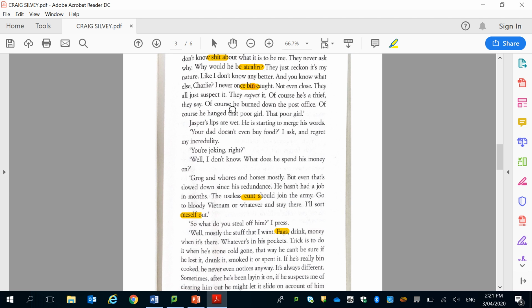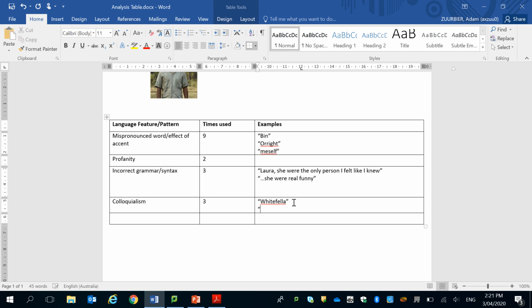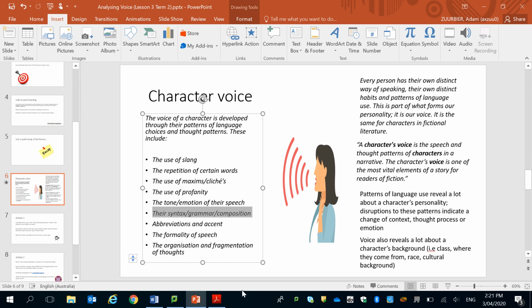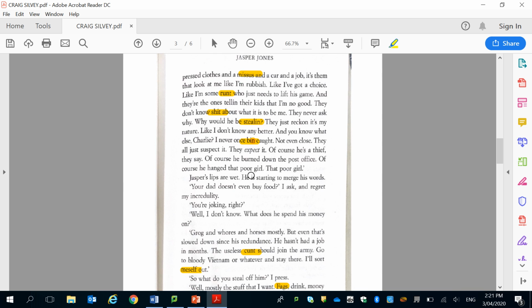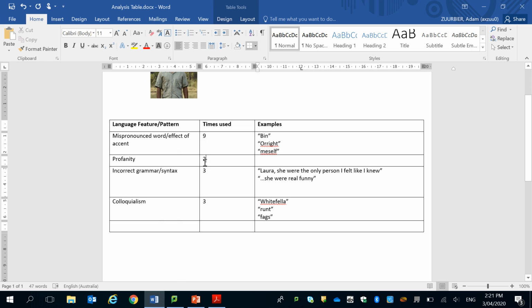We've got runt and fags. So 3 now. Runt and fags. Profanity. Now, what else do we have here? Swearing in court. Use of profanity. We've got 2 examples of that in there. So that's 5.